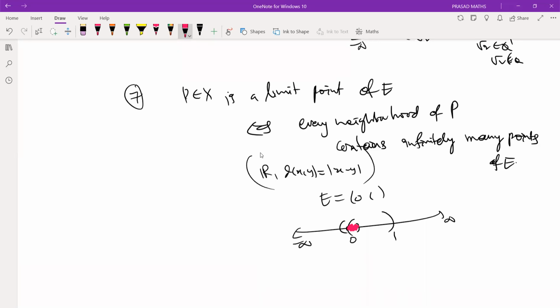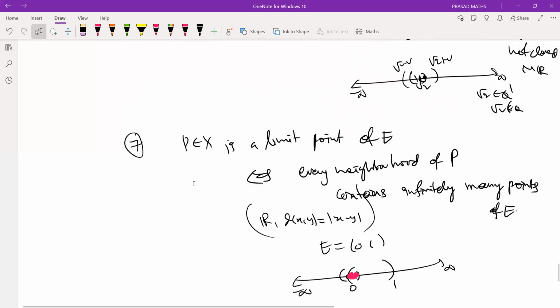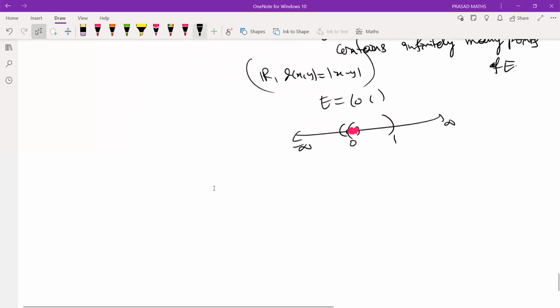Therefore, in order to say that P is a limit point of the set T, you take any neighborhood of P, and that should intersect the set T at infinitely many points. But this won't happen in topology. One way is okay, but the converse may not be true. Eighth one. So by this seventh argument, we can easily derive that every finite set has no limit points.